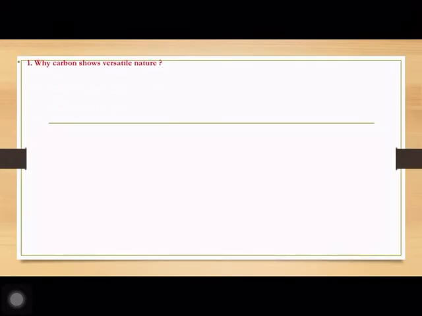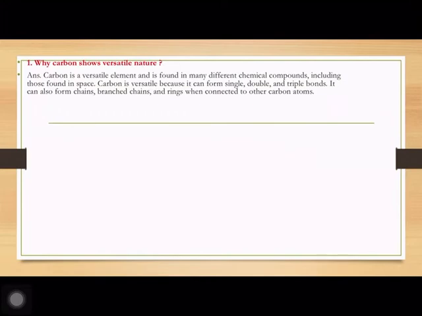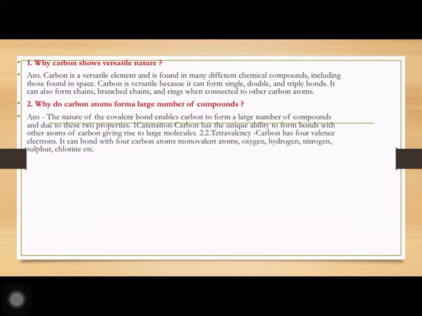Let's see the question answers. Why does carbon show versatile nature? Because it is found in many different chemical compounds, and it can form single, double and triple bonds, and also form different structures like chains, branches and rings. Second, why do carbon atoms form a large number of compounds? The two things you have to write, catenation and tetravalency, are the two main points.